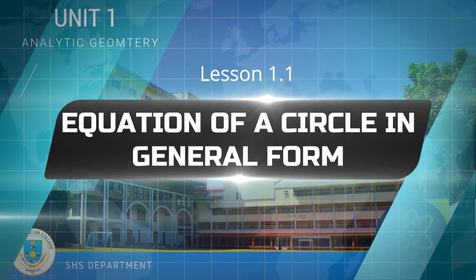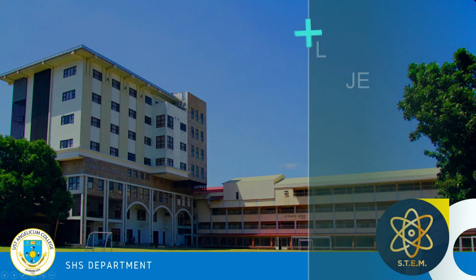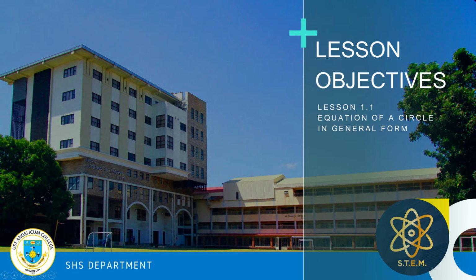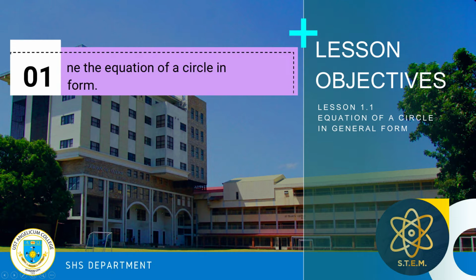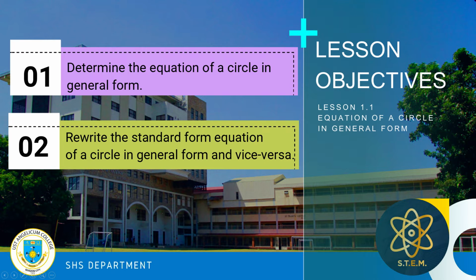Lesson 1.1, Equation of a circle in general form. Our lesson objectives for this topic are the following. First, is to determine the equation of a circle in general form. Second, is to rewrite the standard form equation of a circle in general form and vice versa.